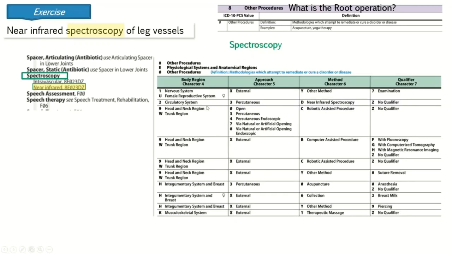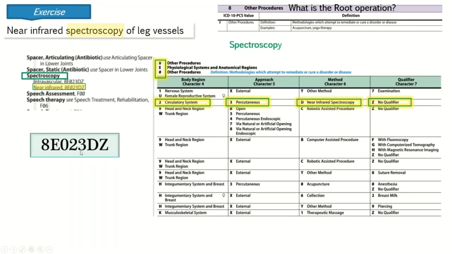And you know what? That corresponding table, 8E0, other procedures, physiological systems and anatomical regions, other procedures. And what is our 4th character? Our code says that it's 2, and it is circulatory system. Our 5th character is what? It's percutaneous. Our 6th character is near infrared spectroscopy, and our 7th character is no qualifier. All right. Okay, coders, our final answer, 8E023DZ.